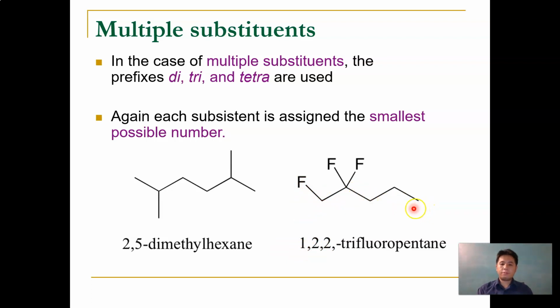trifluoropentane. And for this structure in particular, note that the fluorine here is on the same sort of line as the carbon. So be careful not to count the fluorine as an extra carbon, because sometimes people go 1, 2, 3, 4, 5, 6, counting the fluorine as an extra carbon. So be careful of this one.